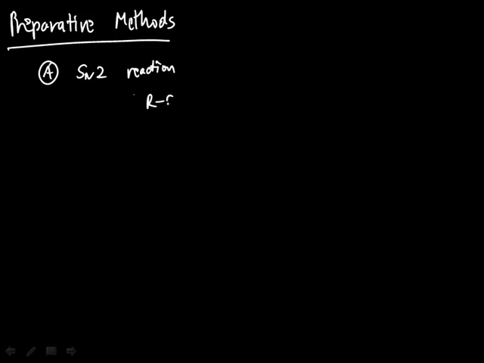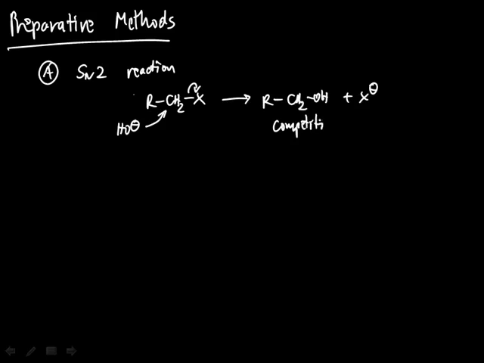The first and the simplest one is making alcohols by SN2 reaction, where we have some good substrate, primary substrate, which can be treated with OH minus to give us a primary alcohol. This reaction competes with an E2 reaction, and the alternative would also be an SN1 reaction.